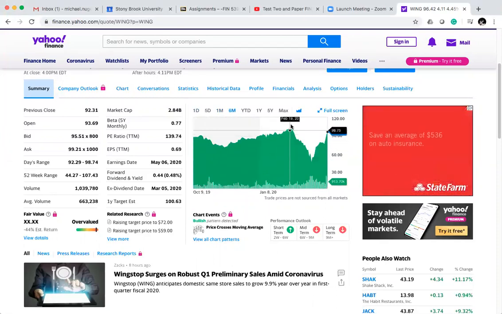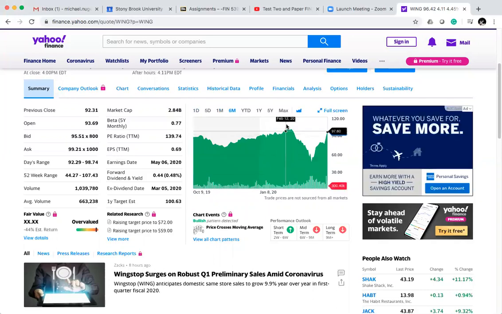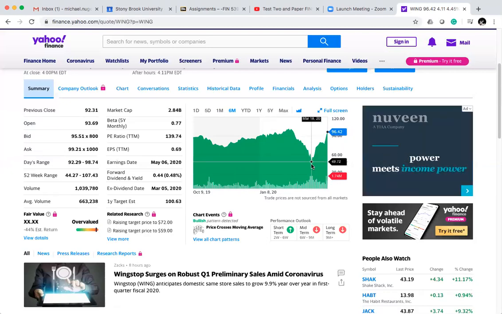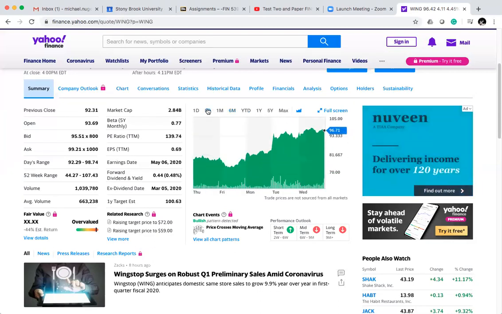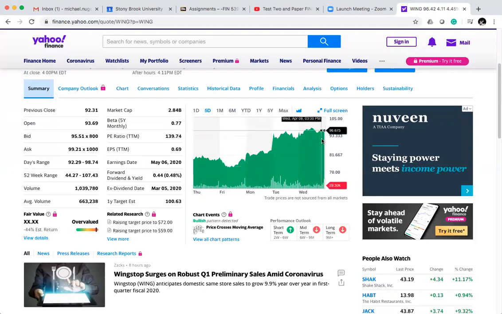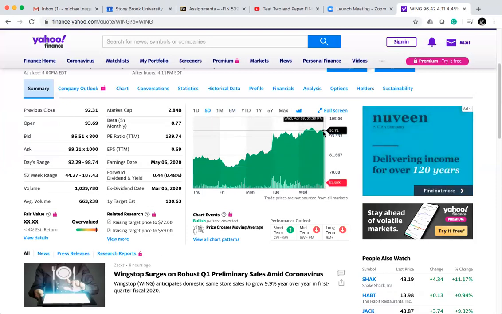So Wingstop peaked at about $98, actually sort of in February. It peaked around $100 a share, which is great, but everything was fine for their restaurants back then. Now we have the virus panic that brings the stock down to about $50 a share. That seems legitimate based on the fact that these restaurants are going to have an extreme slowdown. Now, after only a few days, actually a few weeks, it's back up to $96.